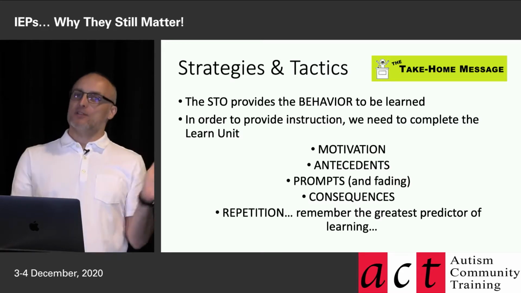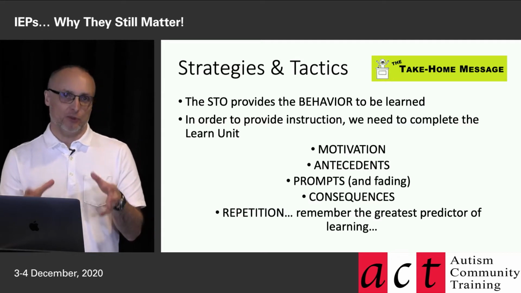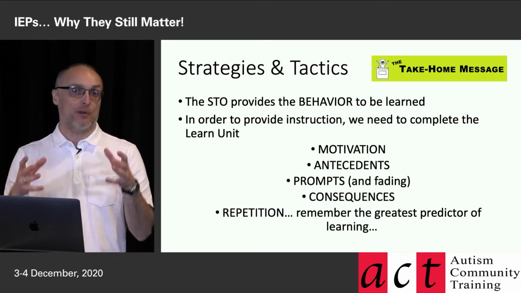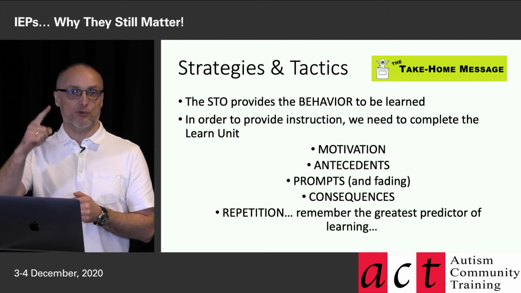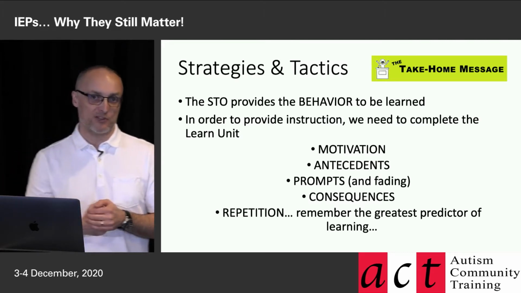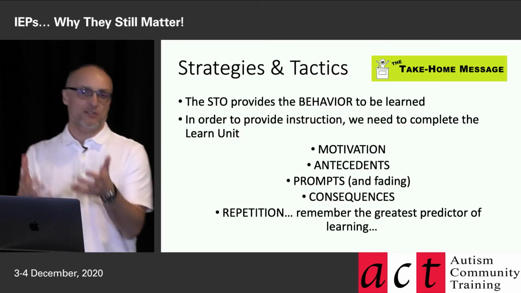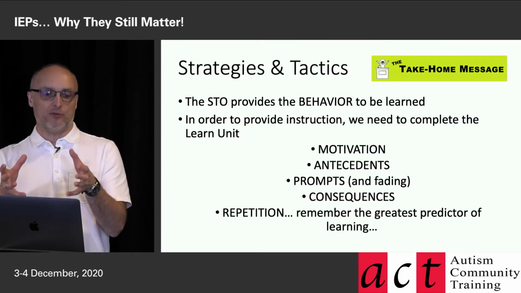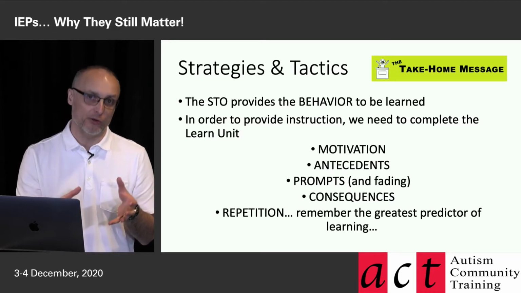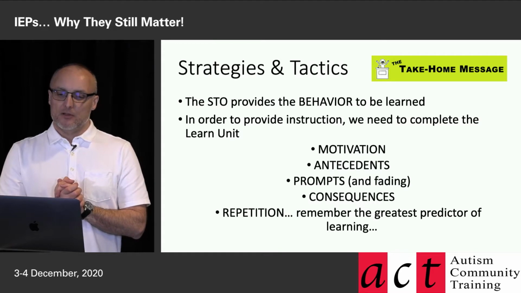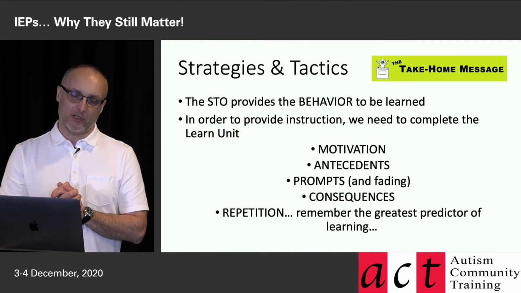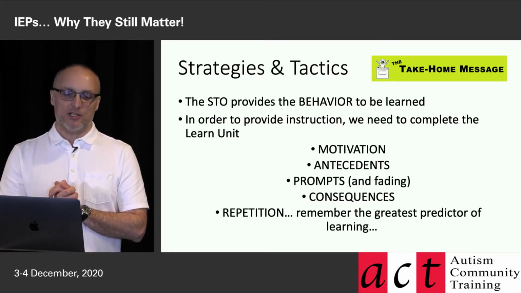And then, as I've said countless times thus far, the greatest predictor of learning is response opportunities. It's repetition, doing it a lot. So make sure that you have lots of opportunities to repeat the learn unit as many times as possible, or repeat that worksheet as many times as possible until the behavior comes under the control of the material and is learned. All right, so that list seems simple, right? Motivation, antecedents, prompting, what you do before, and consequences, what you do after. The consequences are really going to be effective reinforcers.